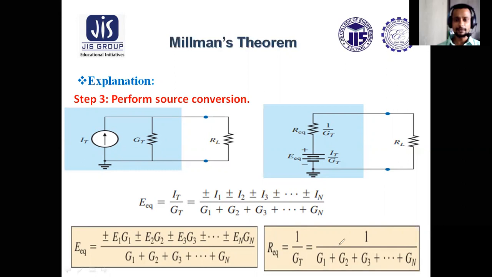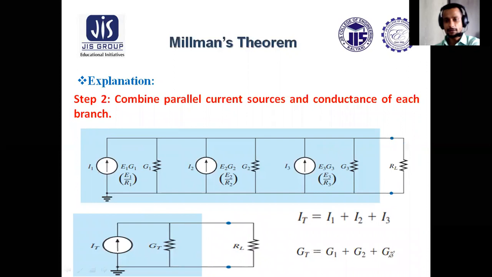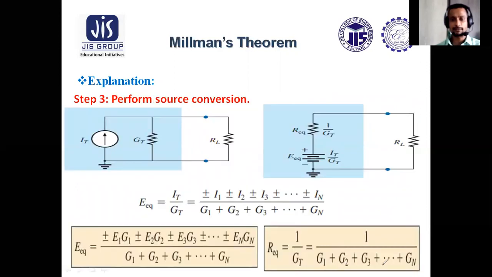And Req equals what? 1 by GT. As I said, Req, the total resistance, equals 1 by the total conductance. Total conductance GT is found as the addition of G1 plus G2 plus G3. Okay, so this is how you can find Eq and Req. Now see, E1 is known to you, R1 is known to you. So if R1 is known, G1 is known to you. So to find Eq, E1, G1, E2, G2, E3, G3 and GT are all known. So Eq can be found. Similarly, Req also can be found.